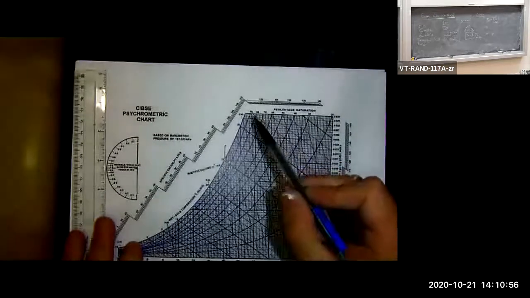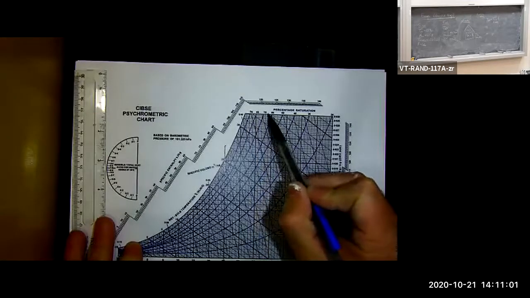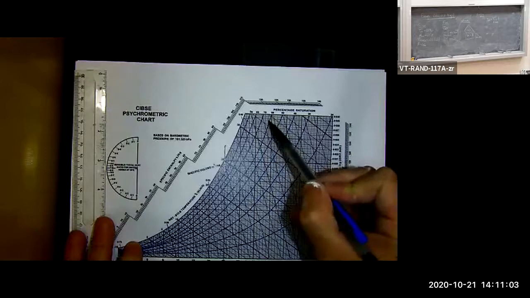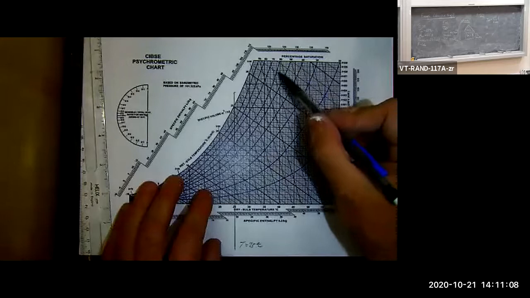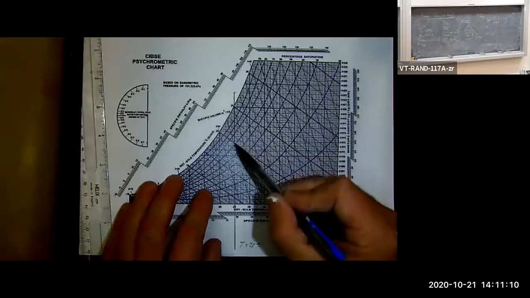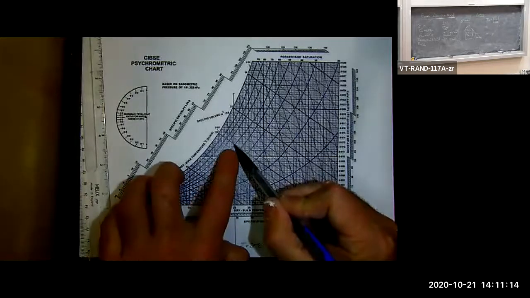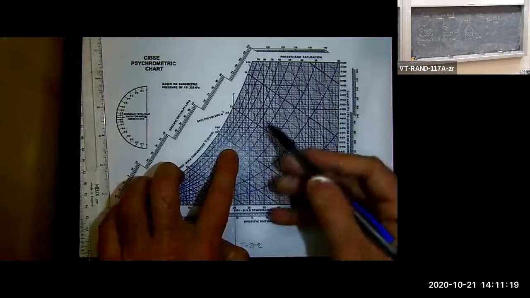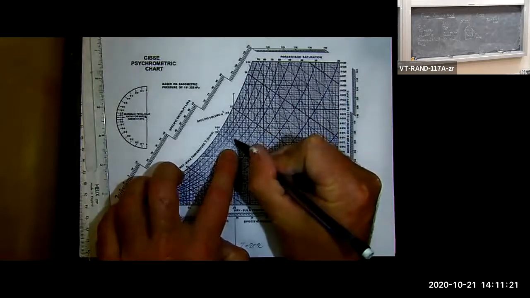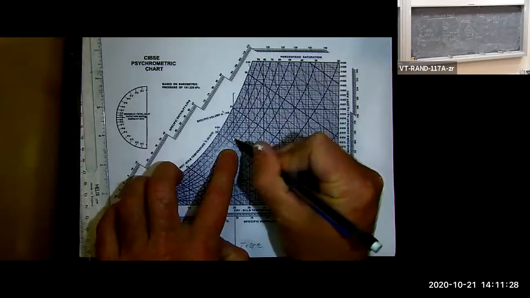So here we have 100%, 90%, 80%, 70, 60. So 65 is right in between these two curves. A little bit hard to find here, so let's start with the 60. There's my dry bulb temperature, and the next line up is 70% relative humidity. We're right in between, so I'm going to put a point halfway between the 70 and the 60% relative humidity.